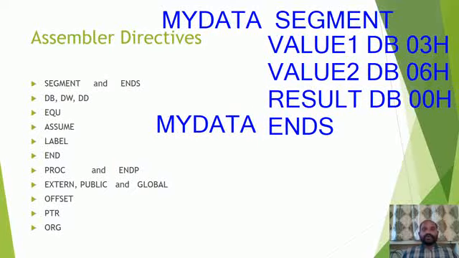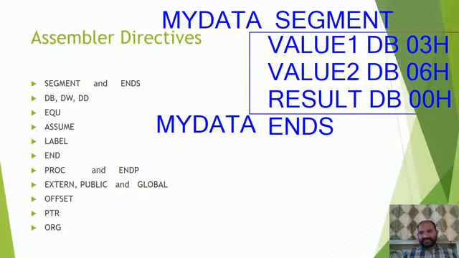Look at this one. Here we are writing a set of statements, which is a declaration of the variables, and these statements are written between segment and ENDS. Whenever we use the two directives, segment and ENDS, the assembler treats these statements as one group, which is called a logical segment.